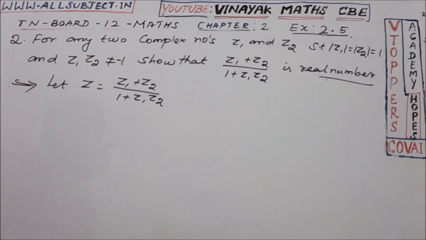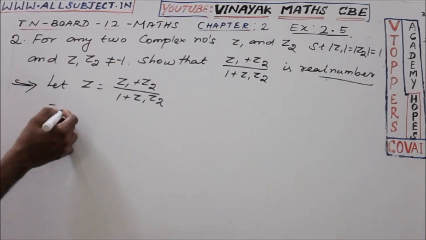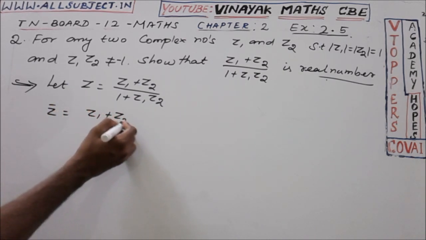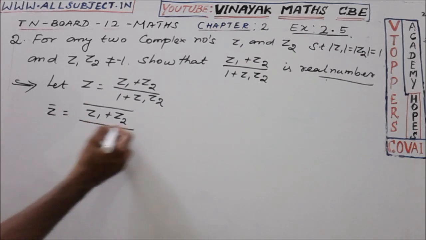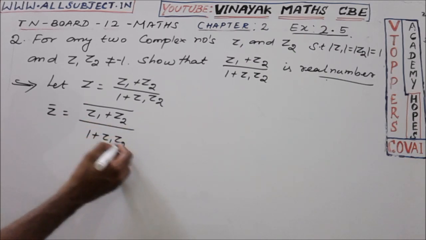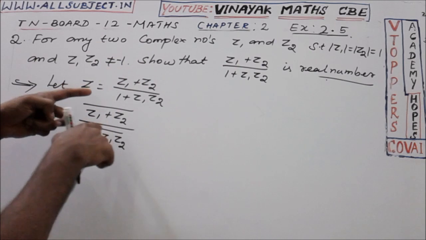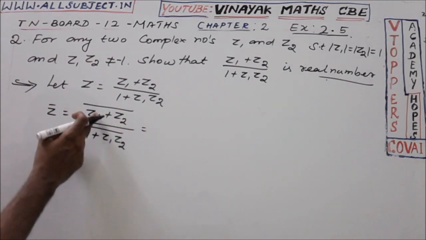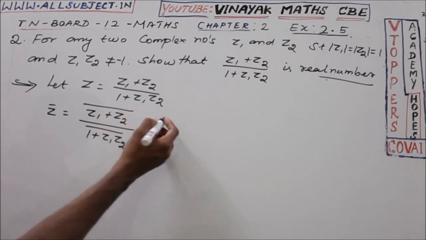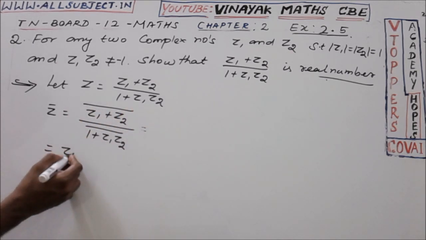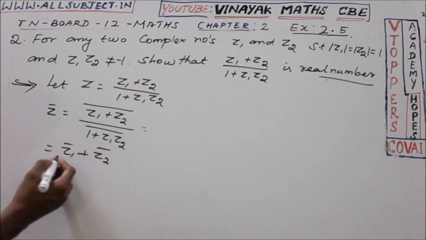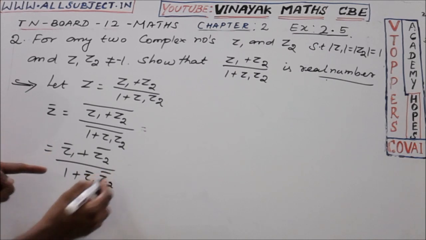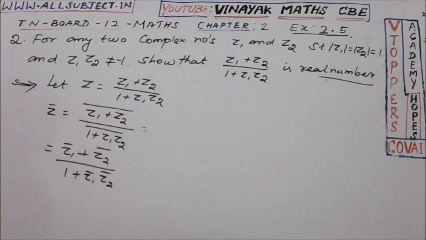Now apply conjugate. Z bar equal to (z1 plus z2) whole bar divided by (1 plus z1 z2) whole bar. We can apply the conjugate to the whole expression, then we can split the conjugate. Directly I have written here. Now by the property we can split the conjugate as z1 bar plus z2 bar divided by 1 plus z1 bar into z2 bar. We can separate the conjugates.